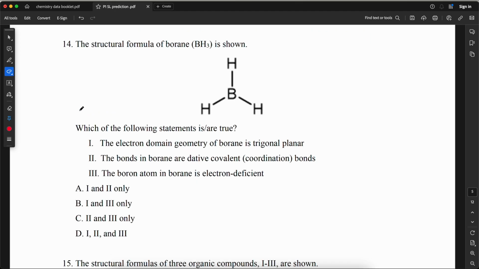The structural formula of boron BH3 is shown. Which of the following statements are true? The electron domain is 3, so it's trigonal planar, correct? The bonds in boron are dative covalent coordination bonds.